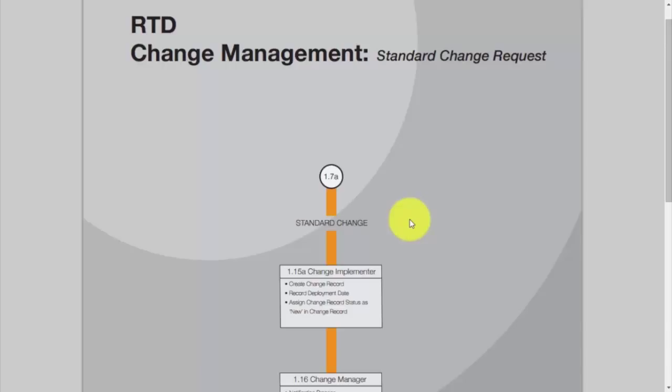types of changes. So if in step 7A it has been determined that the request is a standard change request, then we're moving on to step 15, where the change implementer is going to go through the process of creating a change record, recording the deployment date, and then assigning the change record a status of new in the change record.